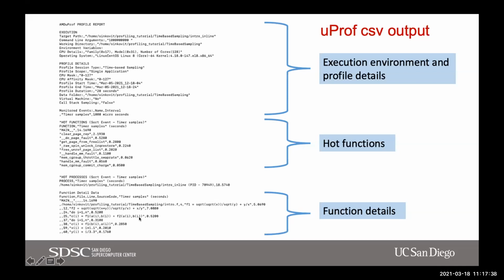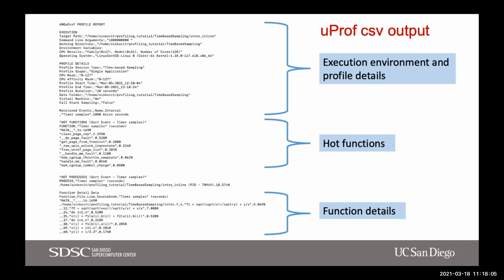Okay, so when I look at the uProf CSV output, it's a little bit like drinking from the fire hose, but it is just plain text. At the top, you're going to have the execution environment and the profile details. This is nice because sometimes you might do a profiling and forget what the parameters were, what the input arguments were, which hardware you were running on. So the top has all of that information.